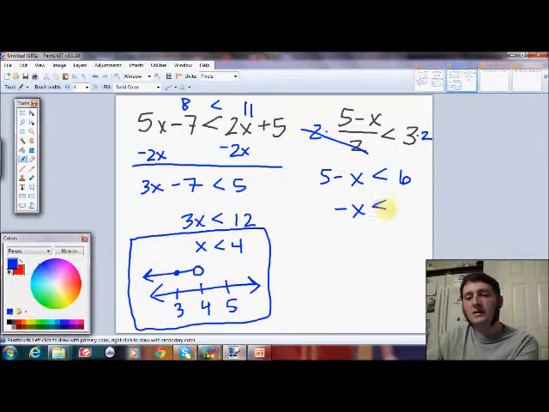Opposite of x is less than 6 minus 5, which is 1. Change signs on both sides using the opposites property. However, when you do that, you must reverse. Must reverse.